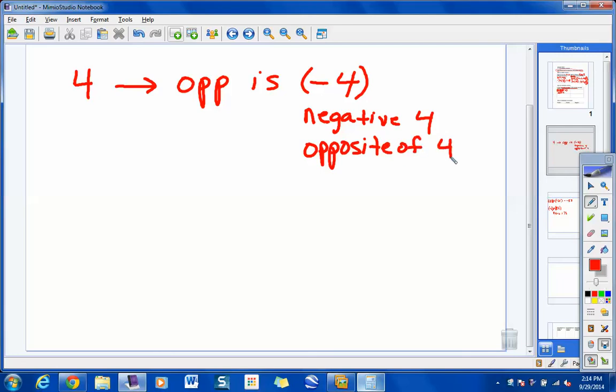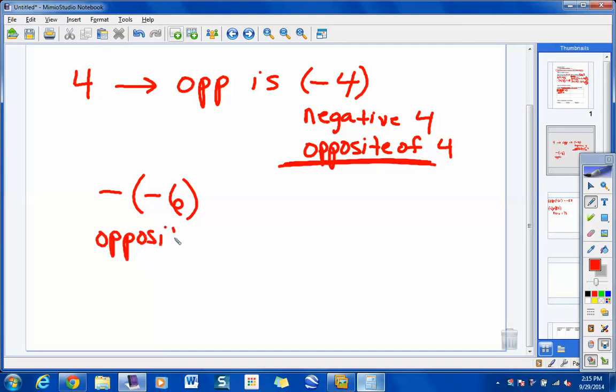So guys, sometimes when I have a negative sign, instead of calling it a negative sign, what phrase can I use in place of negative? Okay, so when I see something like this, watch this real quickly. When I write something like this, what word could I use for a negative sign right here? I could really read this as the opposite of negative 6. You guys agree with that?